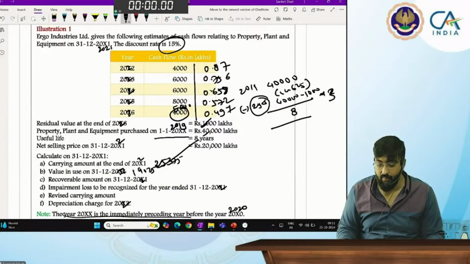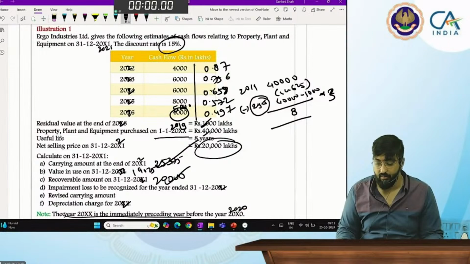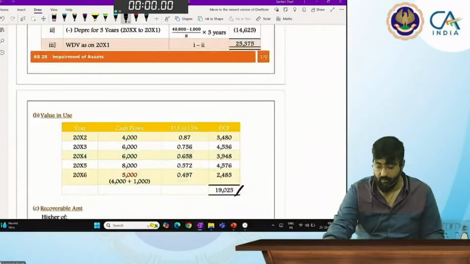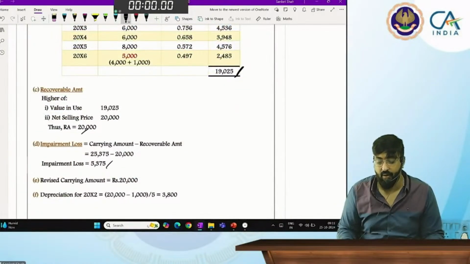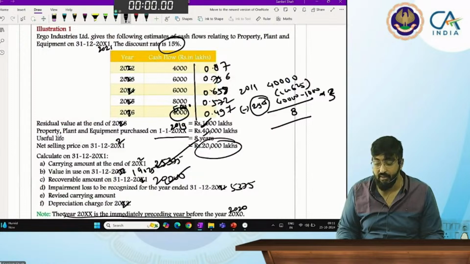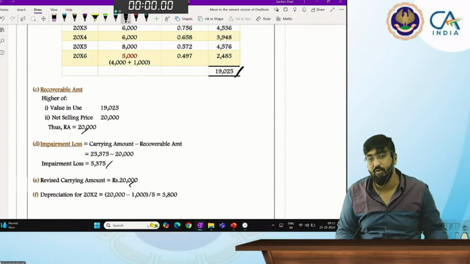Now what is recoverable amount? Net selling price is 20,000. 20,000 or 19,025, whichever is higher. So 20,000. And what is impairment loss? 5,375. What is the recoverable amount अभी? नया carrying amount is 20,000. And next year का depreciation 20,000 minus 1,000. और 8 years का life था तो 3 years completed. So now how many years left? 5 years. So 20,000 minus 1,000 divided by 5, 3,800.